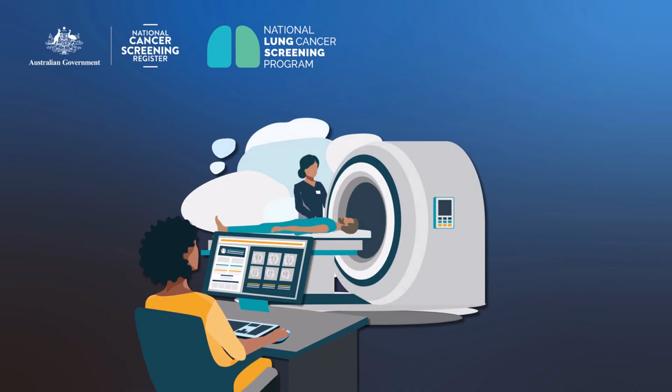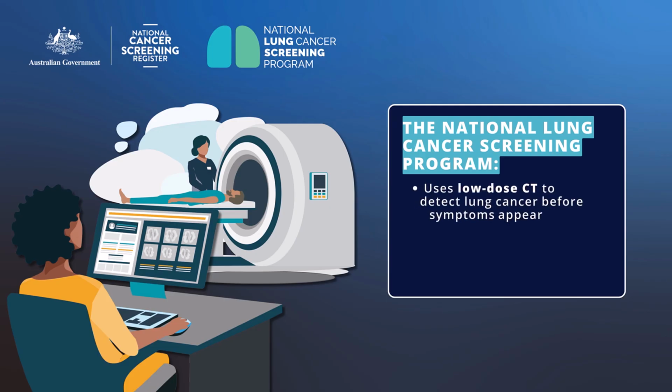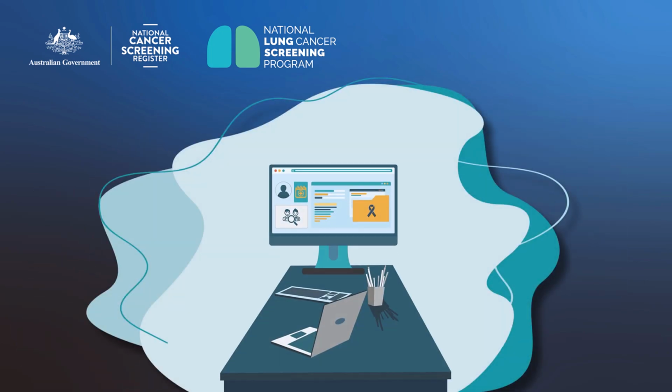Lung cancer is the leading cause of cancer-related death in Australia, often diagnosed at a late stage when treatment options are limited. But early detection can significantly improve outcomes. The National Lung Cancer Screening Program uses low-dose computed tomography, or low-dose CT, to detect lung cancer before symptoms appear. The program is expected to save hundreds of lives each year from lung cancer.